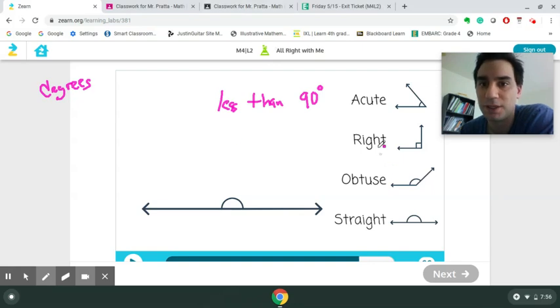Okay? Now, right angles have exactly 90 degrees. This angle here is exactly 90. Obtuse. Say it with me. Obtuse. That means it's greater or wider than 90 degrees.